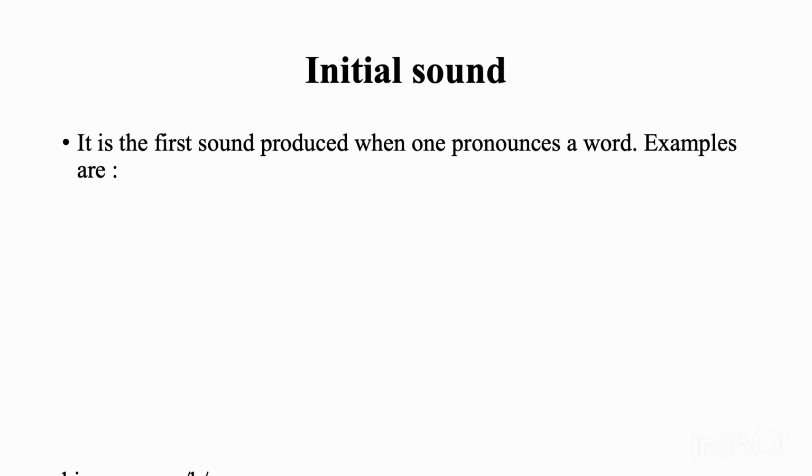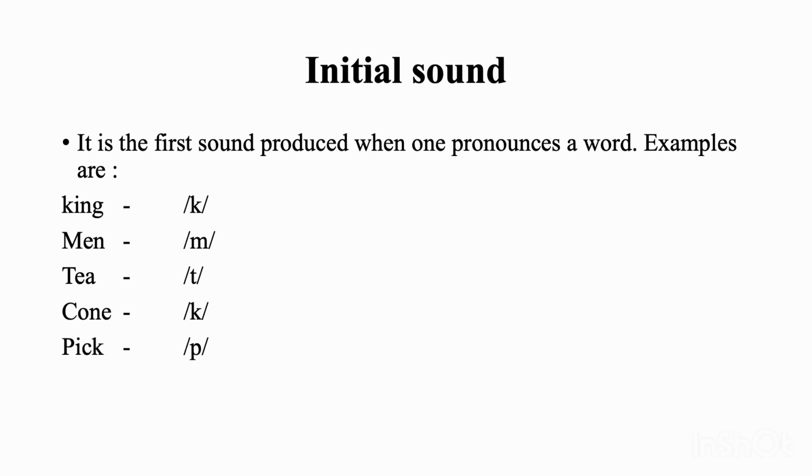Examples are the word kin. The first sound you hear is k. And then we move on to the second one, that is men. And the first sound you hear is mm. We move on to t. The first sound you hear is t. And then the next one is kun. The first sound you hear is k.